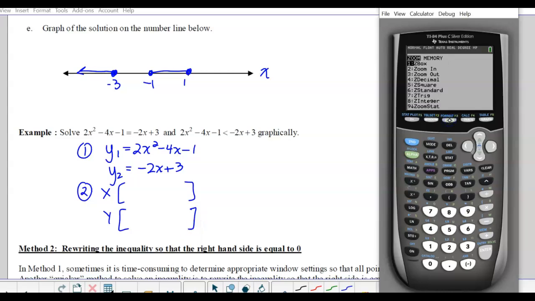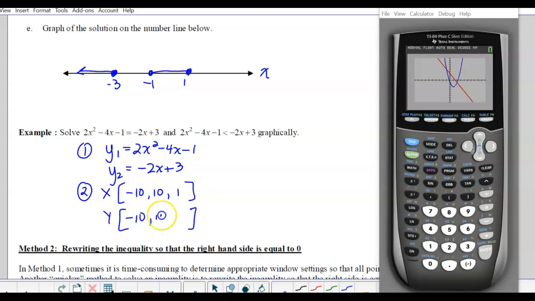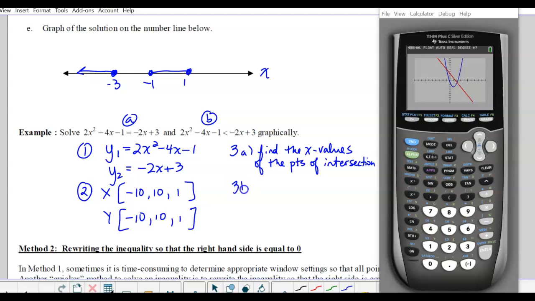And let's just see. So I'm going to go back to a standard window, because maybe you're doing this fresh after resetting your calculator, like on a test. Perfect. The standard window works, right? You can see both points of intersection. Okay. So I'm just going to call this step 3A. So this will be for A, and this will be B here. So for 3A, we're finding the x values of the points of intersection. And for 3B, we're finding the x values of all the points where y1 is below y2.